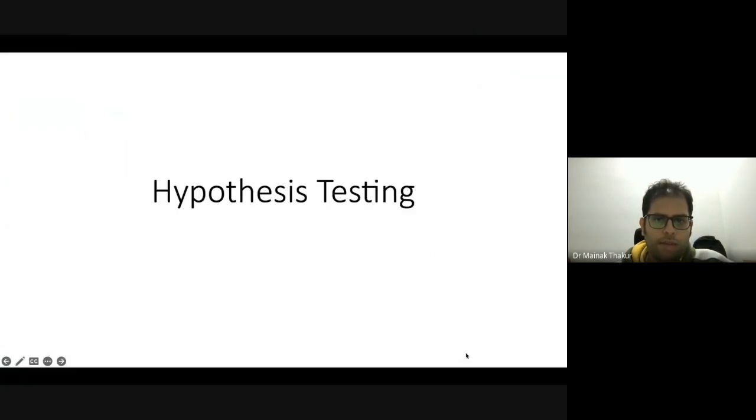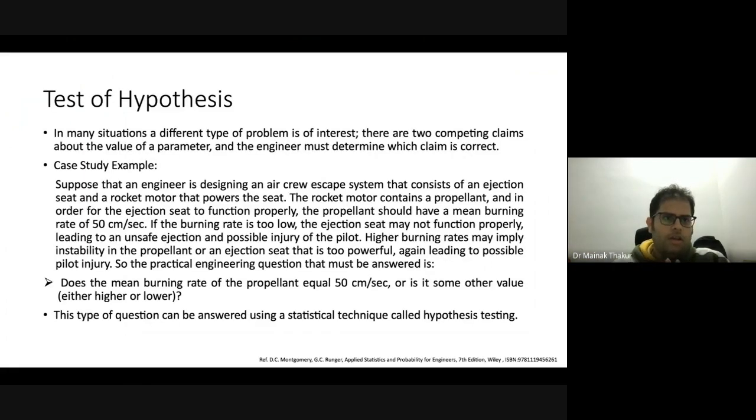Let's move to hypothesis testing. In many situations, what is a test of hypothesis? In many situations, a different type of problem is of interest, a type other than the estimation problem. That's what we mean here.